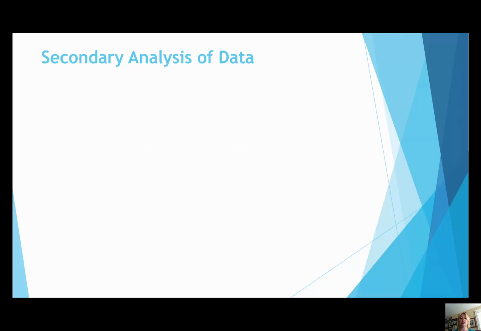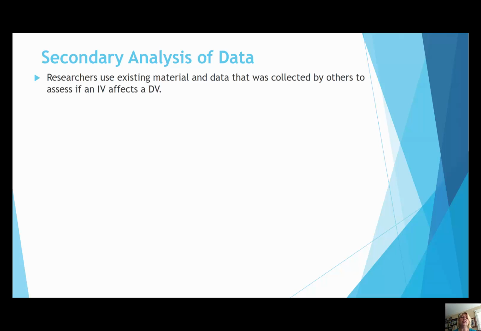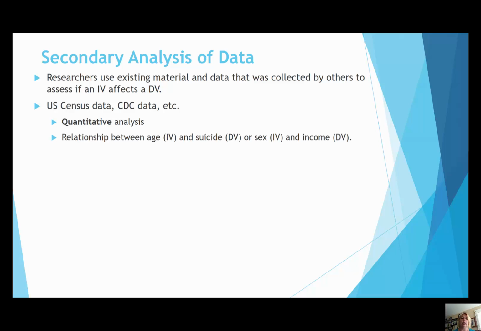Another option for sociological research is the secondary analysis of data, and this is really common. Researchers use existing material and data that was collected by others to assess if an independent variable has affected a dependent variable. U.S. Census data, Center for Disease Control data, etc. are all data sources in which we can get quantitative information. If we're looking at the relationship between age and suicide, age is our independent variable and suicide is our dependent variable, we can get that from CDC data. And that can give us some information based on secondary analysis. We don't have to collect the information ourselves.